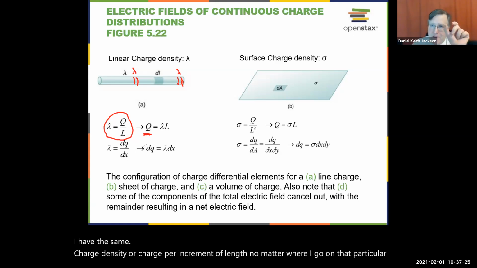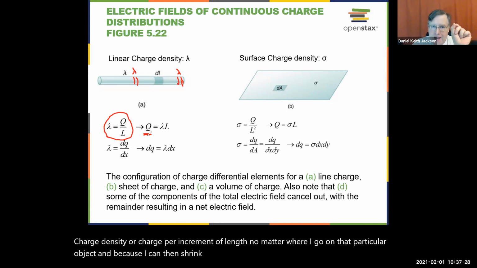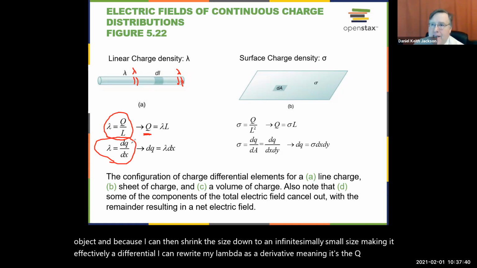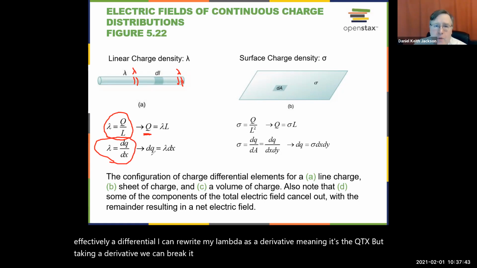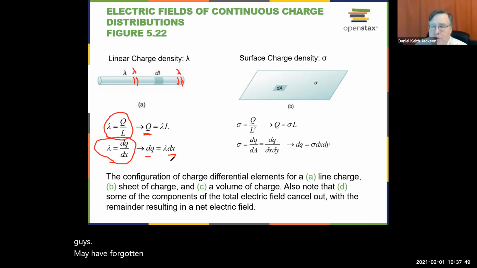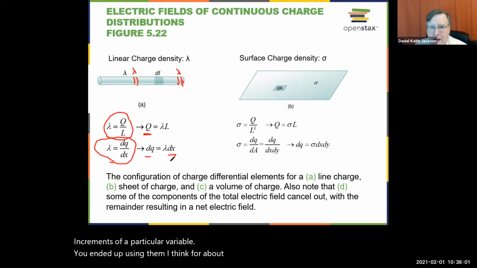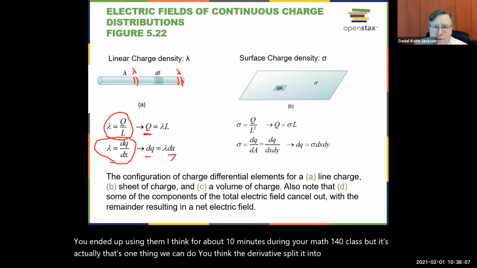And because I can then shrink the size down to an infinitesimally small size, making it effectively a differential, I can rewrite my lambda as a derivative, meaning it's dq/dx. By taking a derivative, we can break it into its pieces, which we refer to as differentials. Now, you guys may have forgotten what differentials were from Math 140. Essentially, they're just increments of a particular variable. You used them, I think, for about 10 minutes during your Math 140 class. But essentially, that's one thing we can do. We take the derivative, split it into its two pieces, and refer to them as differentials.